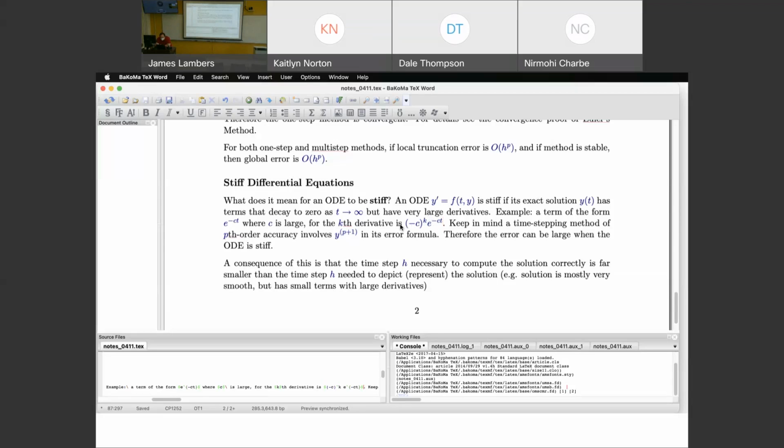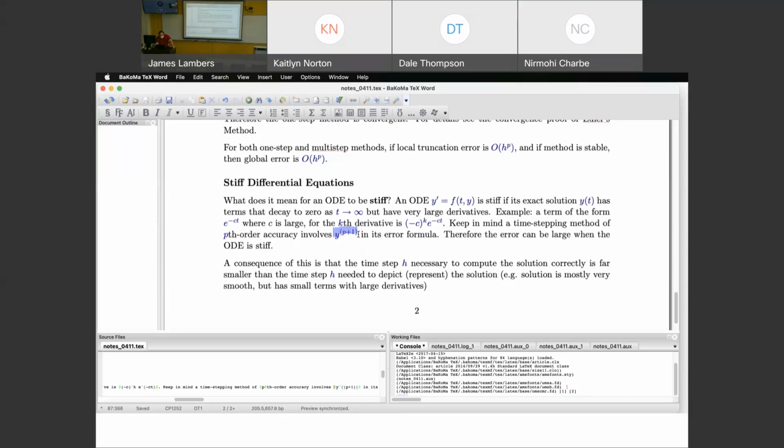Now, the reason why large derivatives are a problem is because if you look at the error formula for a one-step or multi-step method, it has a higher order derivative in it. So if your solution has large derivatives, even if your error includes a factor h to the p, where p is large, thinking, oh, this is a very high order accurate method, if the derivative is very large, then your error is still large, even though it's a high order accurate method.